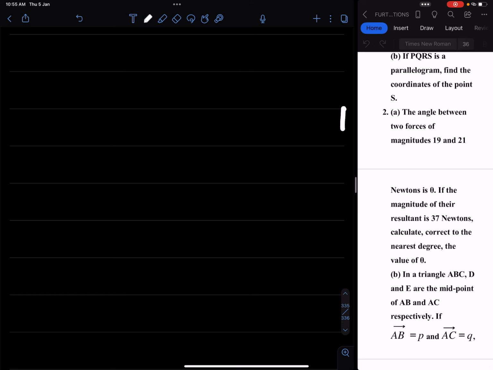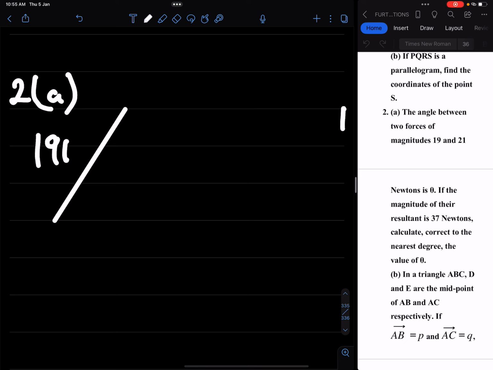The next one is number two, still from 1999 GC. The angle between two forces of magnitudes 19 and 21 newtons is theta. If the magnitude of the resultant is 37 newtons, calculate correct to the nearest degree the value of theta. Okay, that's 2a.